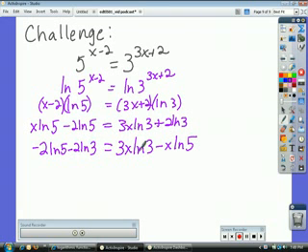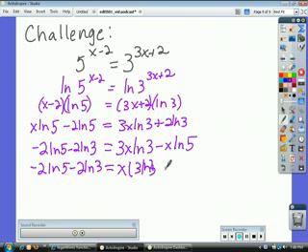So notice I have two x's, and I'm trying to get x completely by itself. So I'm going to factor that x out. So I have negative 2 times the natural log of 5 minus 2 times the natural log of 3. And you could factor out negative 2 here if you'd like. Really not necessary, but you could. Equals x times 3 times the natural log of 3 minus the natural log of 5.